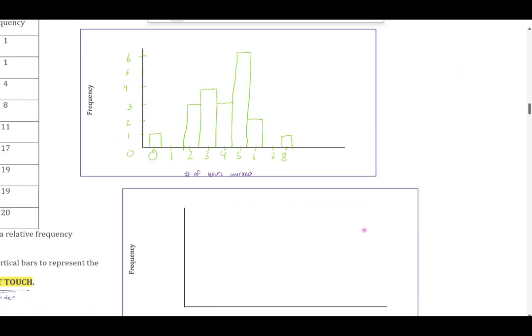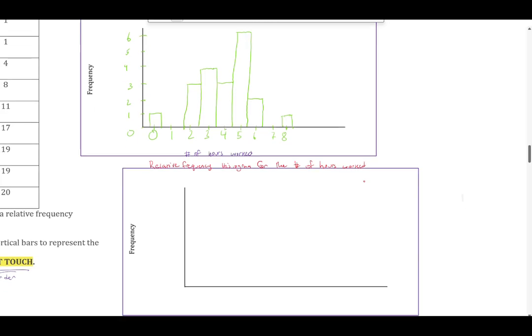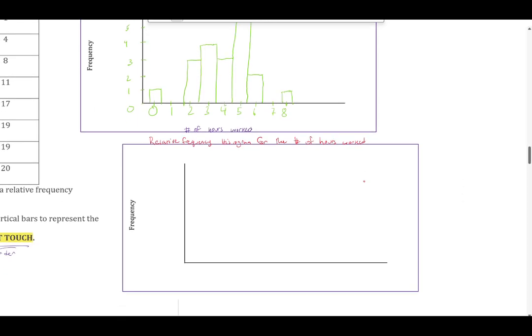From here, we can also graph a relative frequency histogram for the number of hours worked. And basically everything's going to be the same. The graphs are actually going to look quite similar in their overall shape, which is kind of cool, kind of interesting.